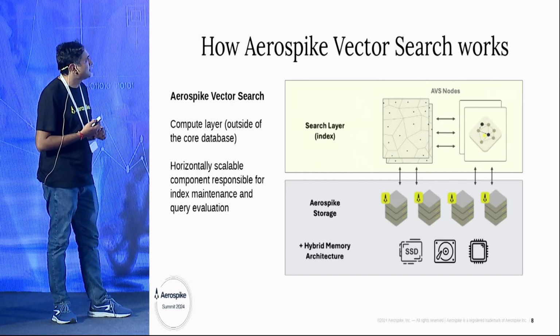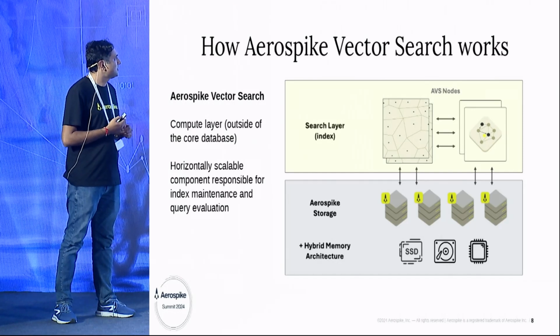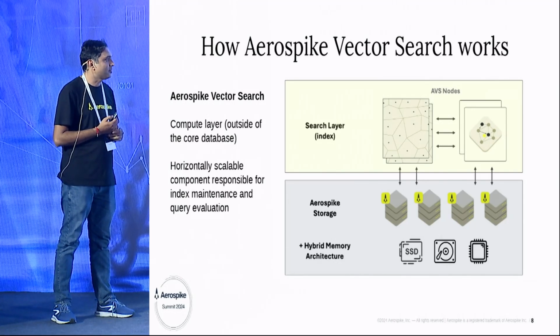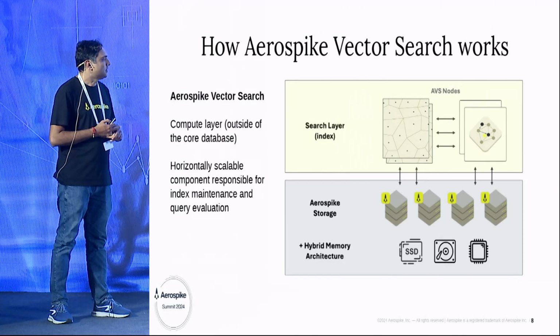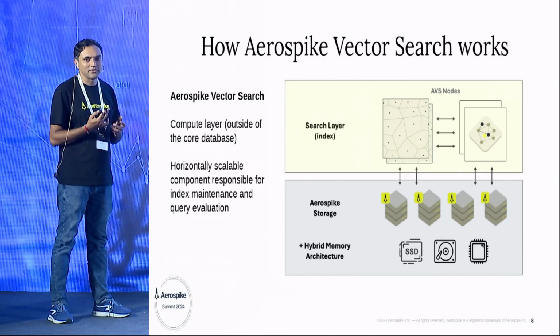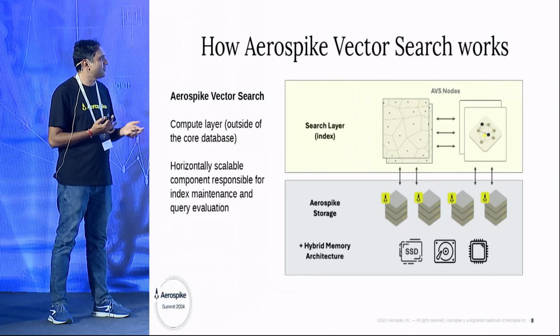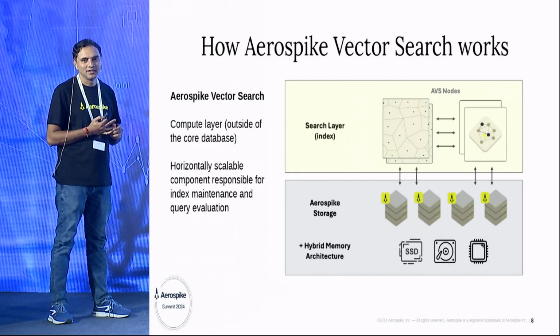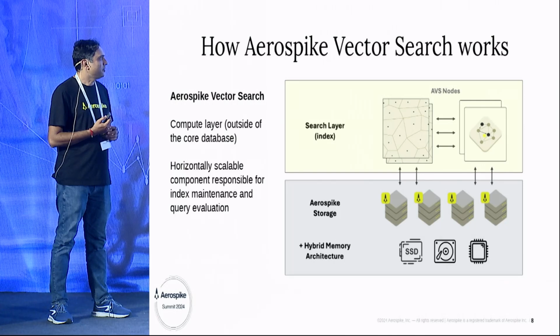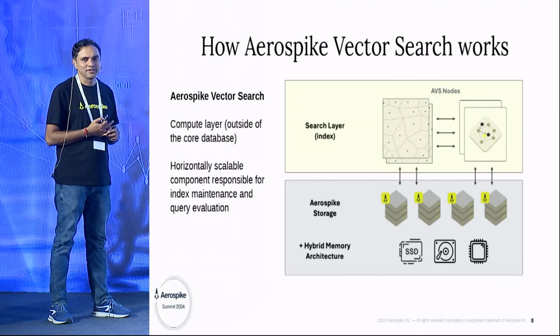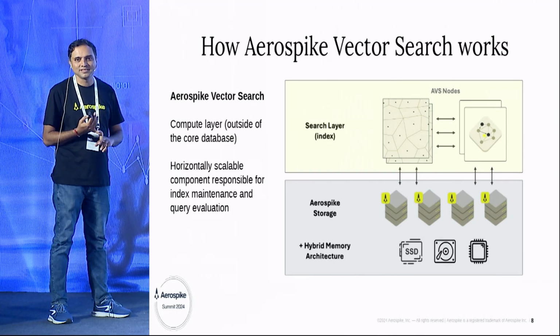So with Aerospike Vector Search, one of the key things that we have tried to make sure that our solutions handle is the ability to scale horizontally as well as vertically. This is something which is very specific to our vector search solution. If you compare it with other vector search products, we do have the ability to scale horizontally and vertically, both in terms of ingest as well as queries.